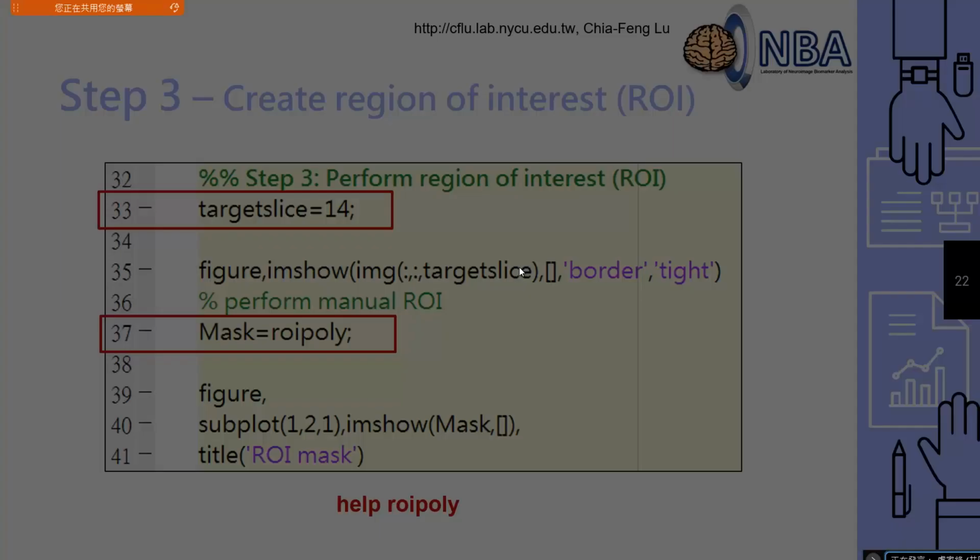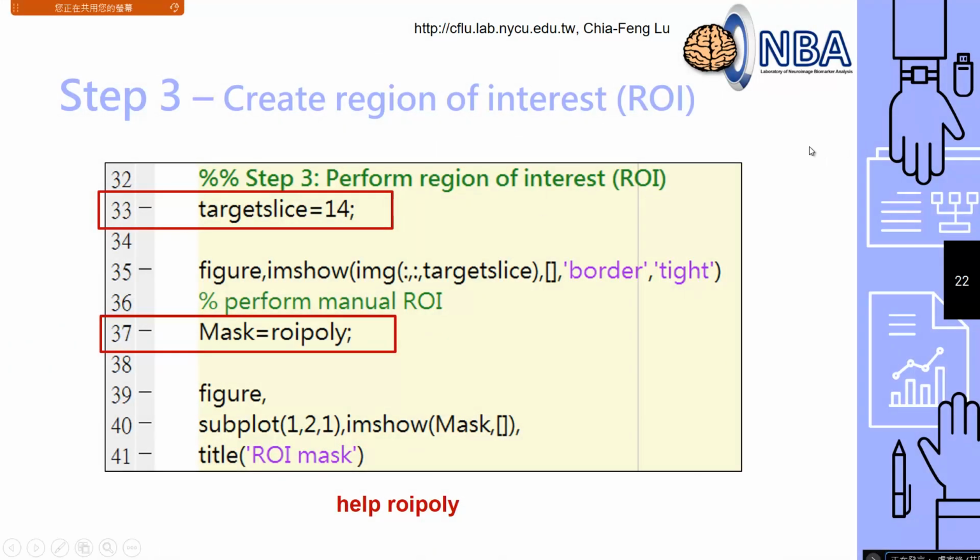Okay, let's just do it step by step. So let's take a look right here. First of all, you need to find out a specific slice because you have 23 slices for this target series, right? You need to identify which slice you are going to contour, you are going to create the ROI, okay? So you can see right here, I just specified the target slice as 14. I do have the 23 slices for T1 post-contrast imaging, but now I try to pick the 14.